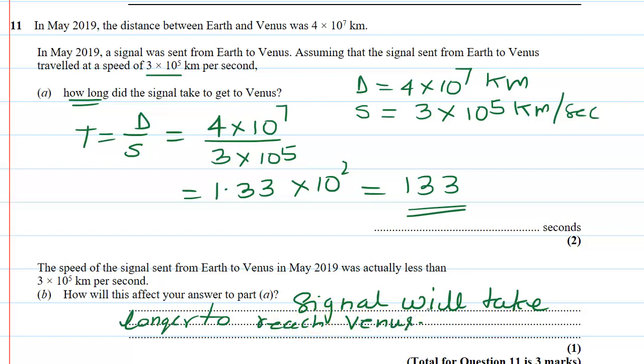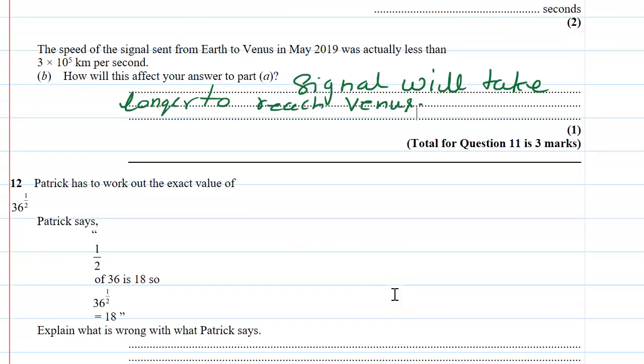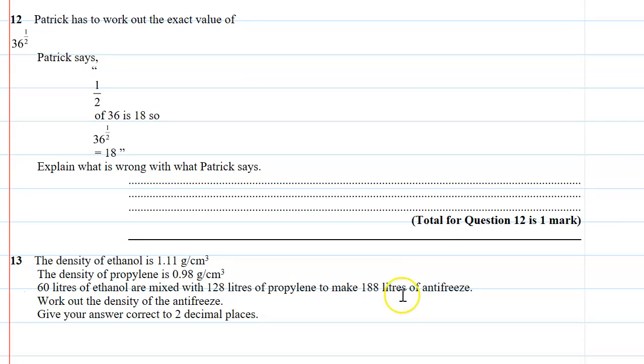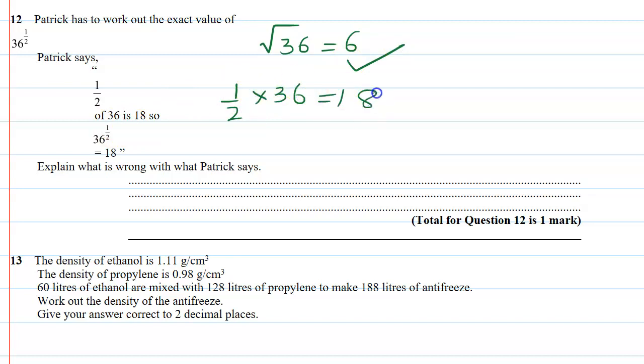Now next one is Patrick has to work out the exact value of 36 to the power 1 by 2. So here also we have changed the digit. 36 to the power 1 by 2 means square root of 36, which we should be getting 6. But what he has done, 1 by 2 of 36, he has written 18. That is absolutely wrong. So your answer should be 6, not 18.